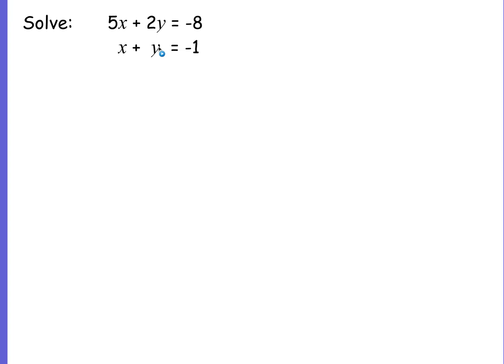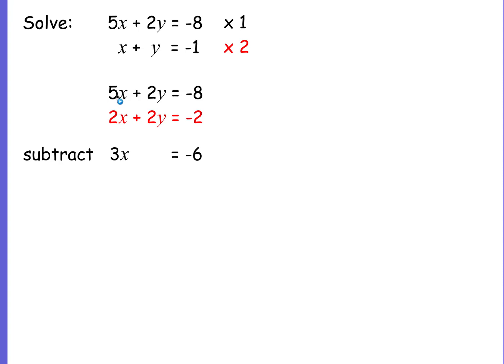So this one, I'm going to get the same y terms. I'm going to double the second equation. Leave the first one alone, that's why it's times 1. So I doubled up the left hand side, 2x plus 2y, doubled the right, negative 2. Now look, they've got the same y terms. Do a subtraction, that is, get the difference. Subtract: 5x take away 2x, 3x. 2y take away 2y, 0, they're gone. Negative 8, subtract negative 2 is negative 8 add 2, which is negative 6.